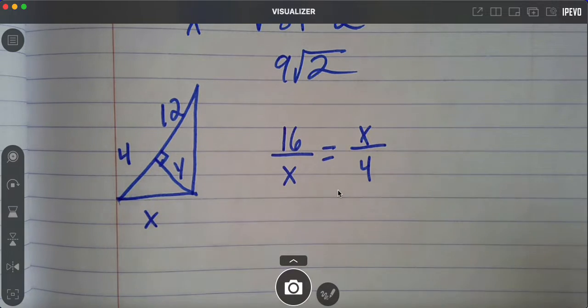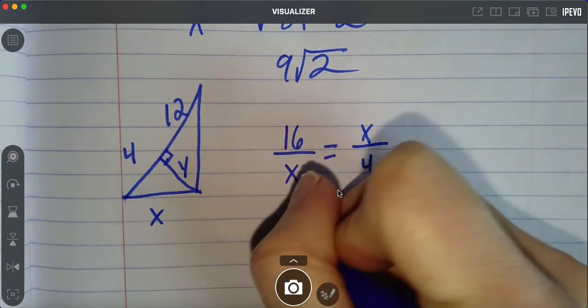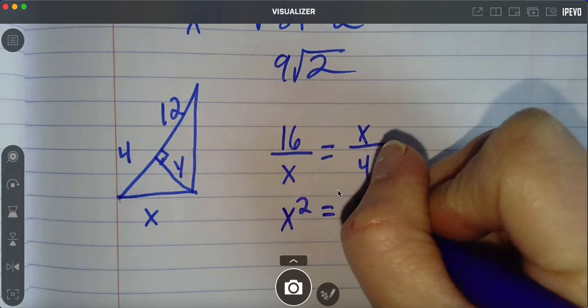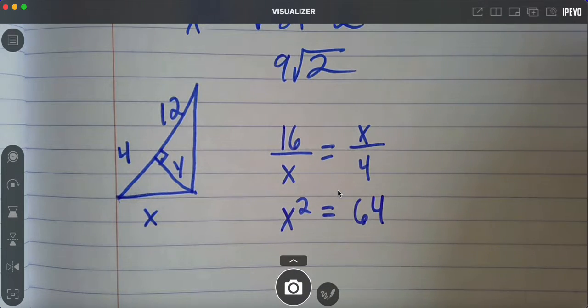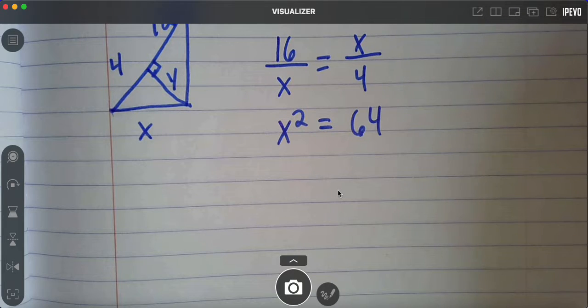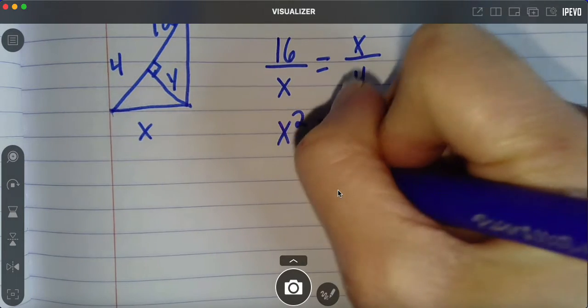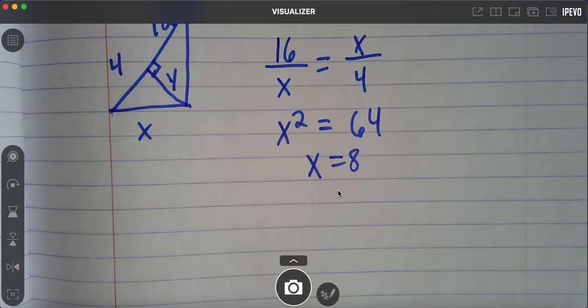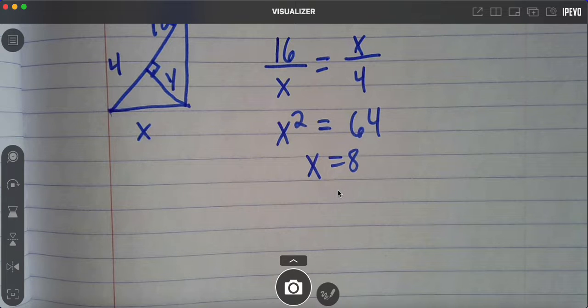Now we just cross multiply, same thing we just did. X squared equals 16 times 4. What is that? 64. It's got to be a perfect square. Then what do I do? Square root both sides. The square root of 64 is 8. So that's our X value, 8. Now that I know my X, I can use the first rule to find the Y. Is everybody good with finding the X?